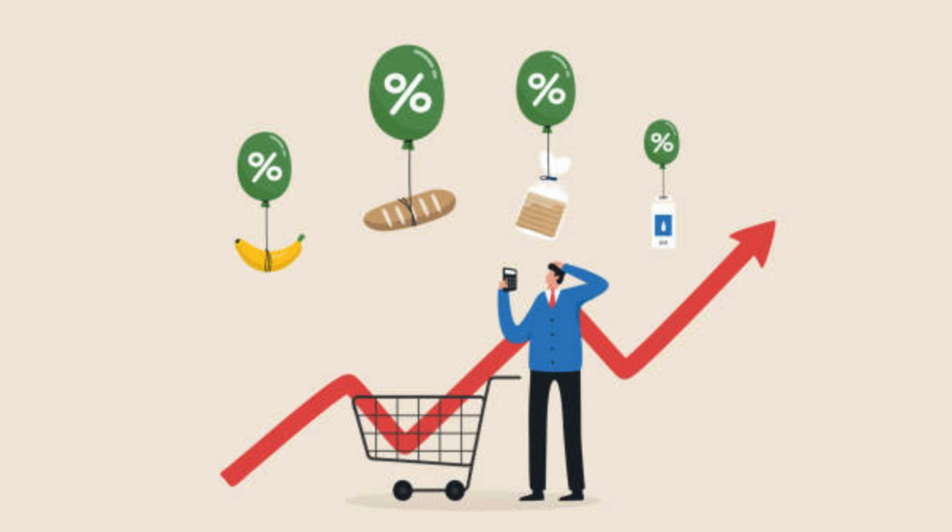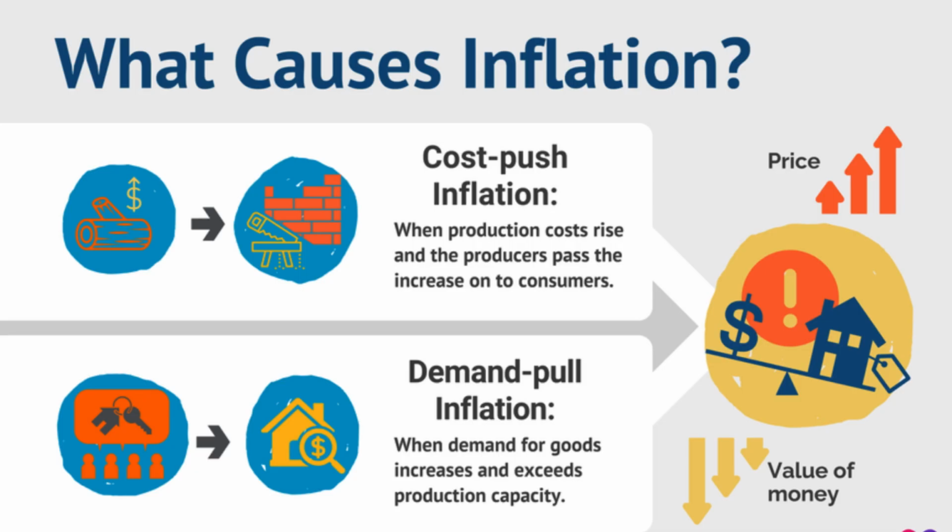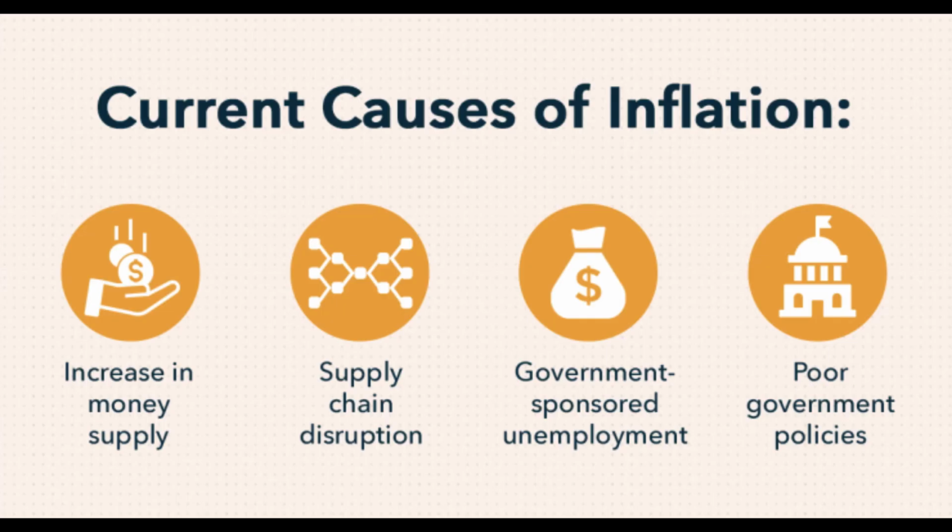Inflation can be measured in several ways, including the Consumer Price Index and the Producer Price Index. Inflation occurs when there is an increase in the amount of money in circulation, and the supply of goods and services does not increase at the same rate. When there is too much money chasing too few goods, the prices of those goods increase. This increase in prices reduces the purchasing power of the currency, which means that consumers can buy fewer goods and services with the same amount of money.